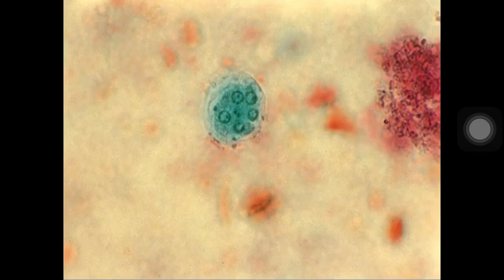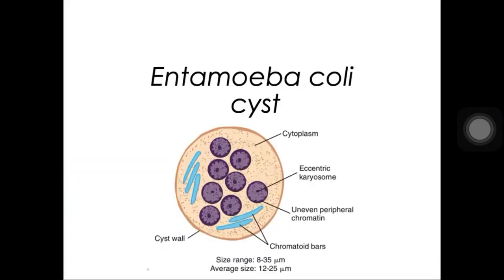Nakuha po ba? Okay, so this one is your Entamoeba coli cyst. The mature cyst can have up to 8 nuclei, pero yung mature form na po yun, pwedeng less than 8. And then, meron din po siyang presence ng chromatoidal bar for your Entamoeba coli. And this one is described as splinter-like needles, yung kanyang chromatoidal bars. Tapos likewise, ganun din sa kanyang nuclear characteristic, eccentric yung kanyang karyosome, and unevenly distributed yung kanyang peripheral chromatin.